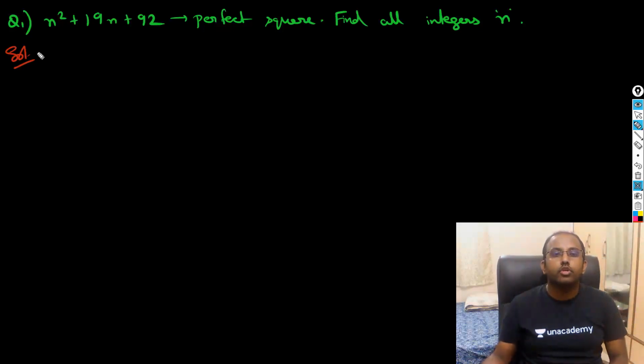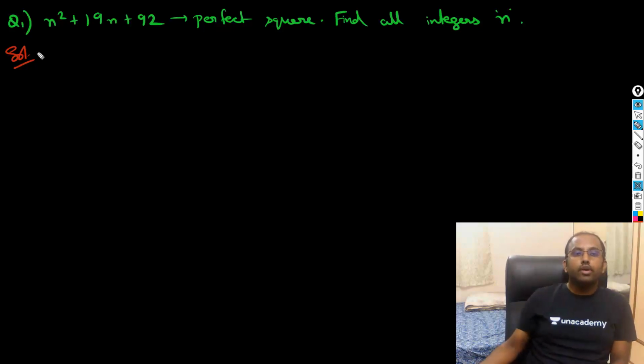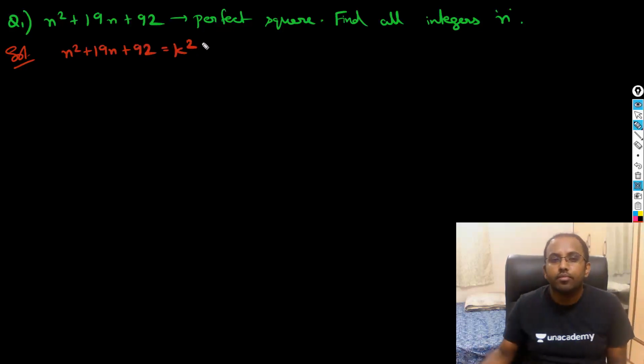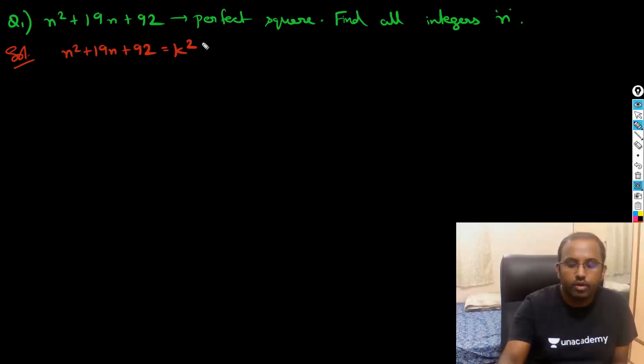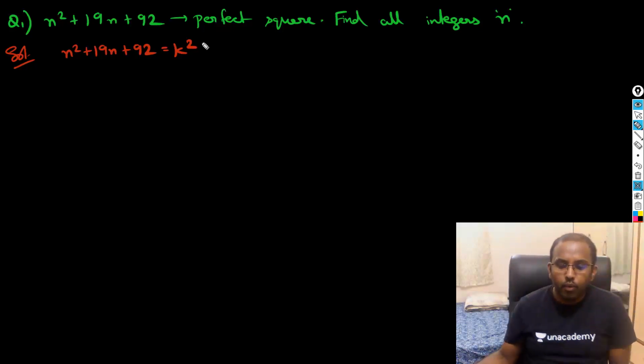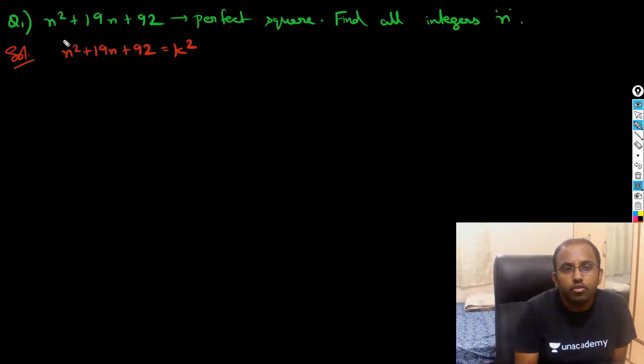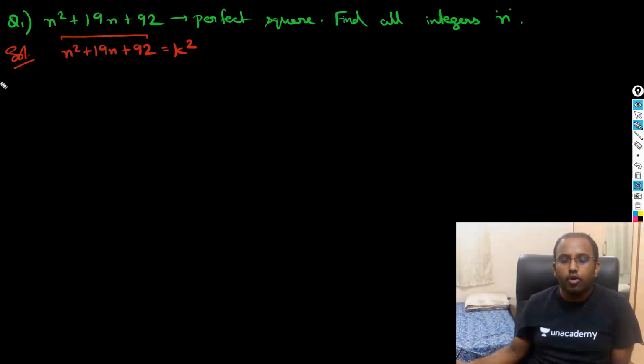So how to solve such questions? You want to convert this to some perfect square. What you'll do is equate this to k square. n square plus 19n plus 92 will be equal to some k square. Once it is equal to k square, you want to convert it to some perfect square, so you have to bring this to the form of a perfect square. So how do you bring this in the form of a perfect square?